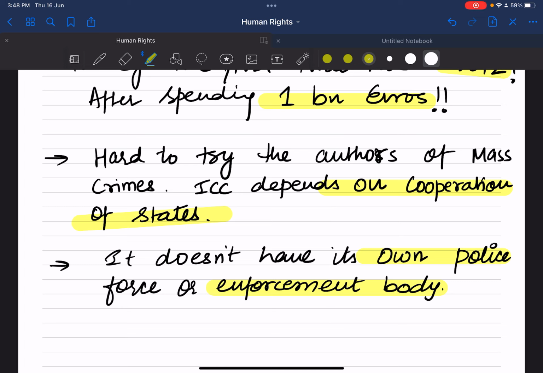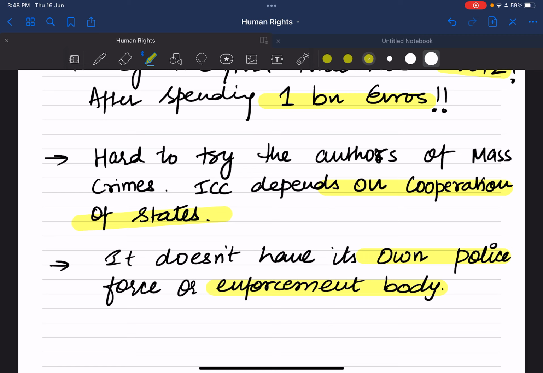Now further to this, you may think, what is the difference between ICC and ICJ? ICC, the International Criminal Court, is not under the United Nations, whereas the International Court of Justice is a part of the United Nations, right? Both are in the Netherlands. Now what is the difference? That we will discuss in the upcoming classes.